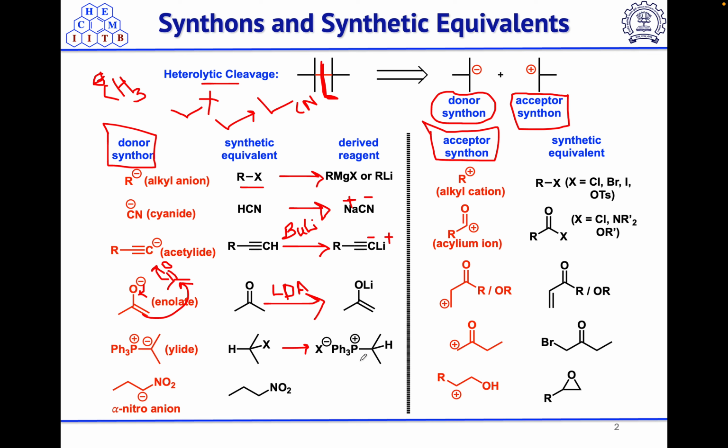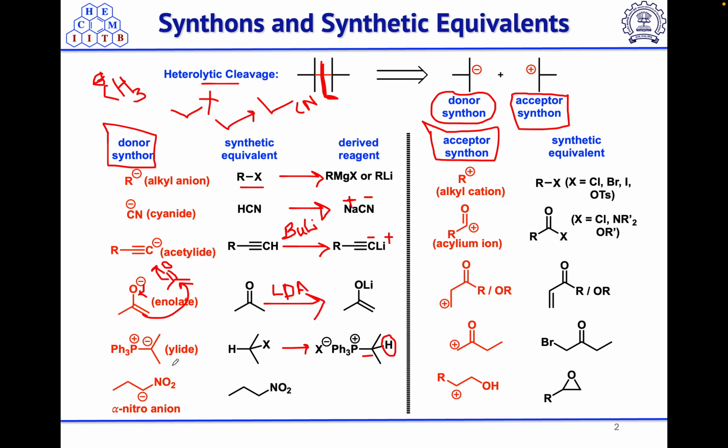Now we take the proton, the alpha proton next to PPh3⁺. If we take this acidic proton by treating with potassium tert-butoxide or n-butyl lithium, a strong base, at that time we can generate the carbanion at this center, right? So that is called an ylide.